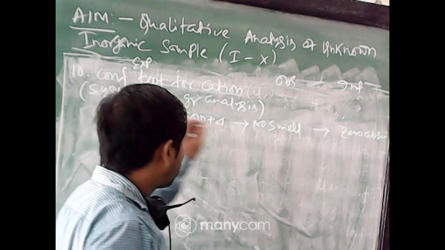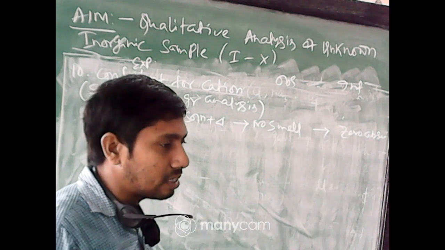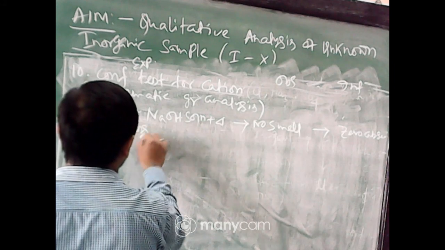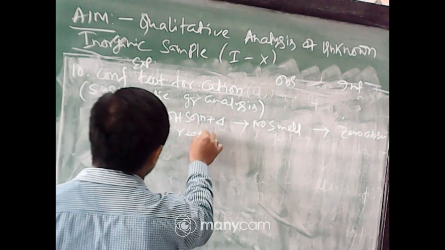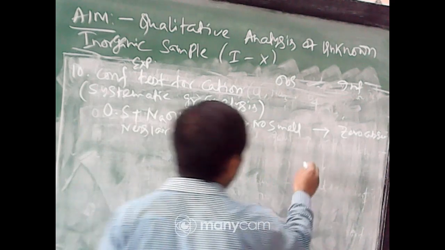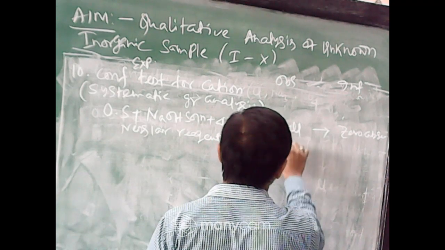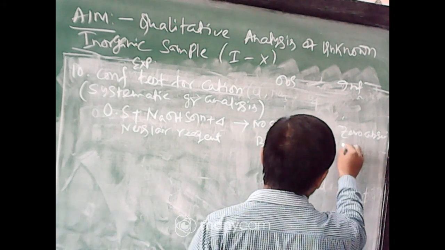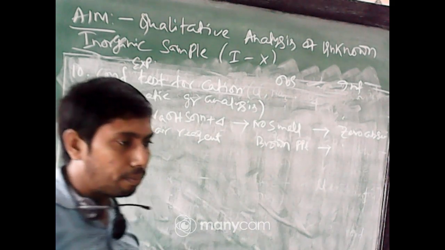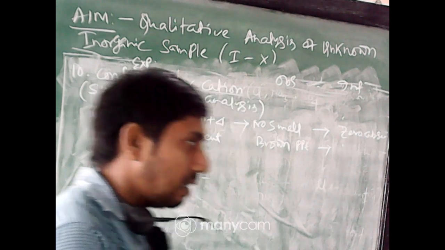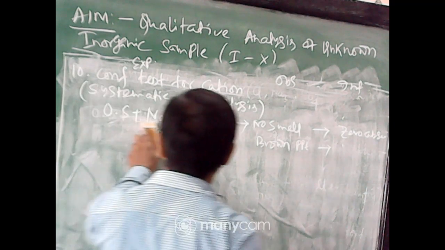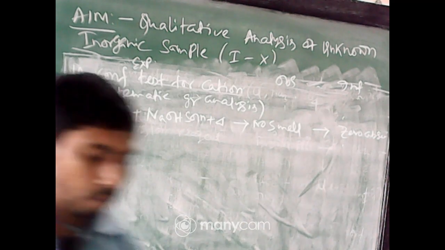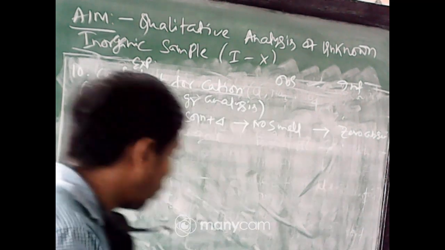If smell comes, then there is a further test: you have to add Nessler's reagent here. It will give you a brown PPT. I will show you in the experiment. Brown PPT means NH4 is present. But as there is no smell of ammonia, confirmed by the primary experiment, we can tell that NH4 is absent here.